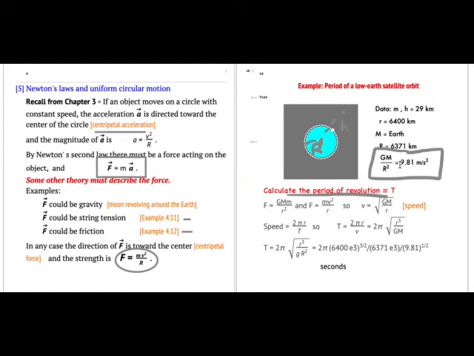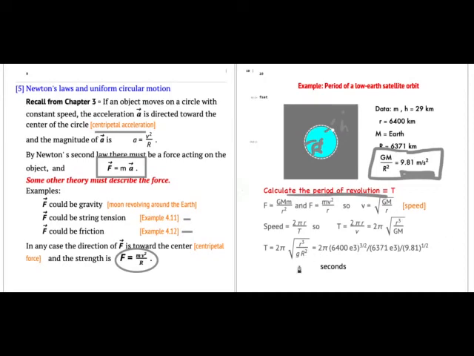All objects near the surface of the Earth, and because this is a low Earth orbit, I can say this is near the surface of the Earth, all objects near the surface of the Earth have the same acceleration due to gravity. Discovered by Galileo, explained by Newton. Newton showed that's GM over r squared from the theory of gravity. And Galileo showed that's a constant, and you can measure that constant at 9.81 meters per second squared. So I'm going to calculate the period. It's 2 pi square root of r cubed over g r squared.